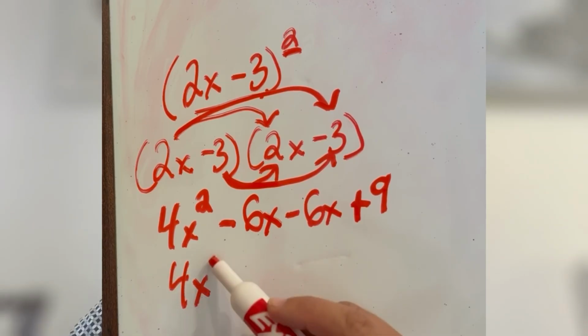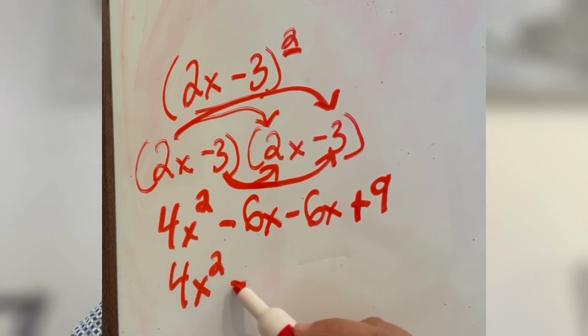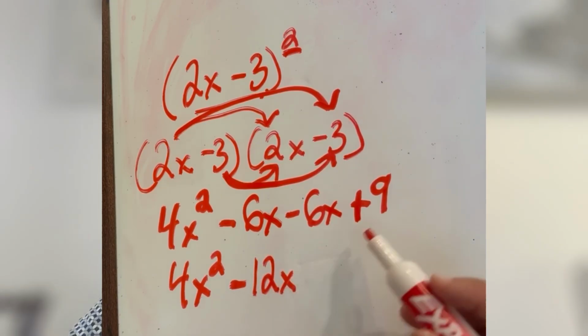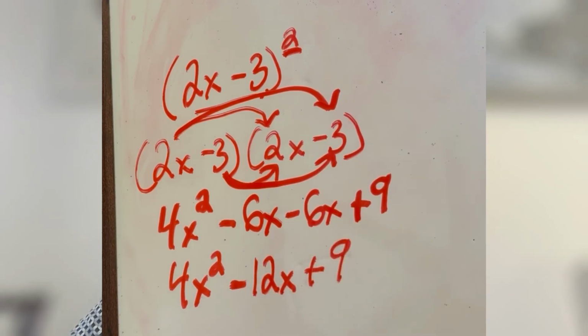Combining our like terms, we're going to have 4x squared. Negative 6x minus 6x will give us negative 12x. And then we'll have plus 9.